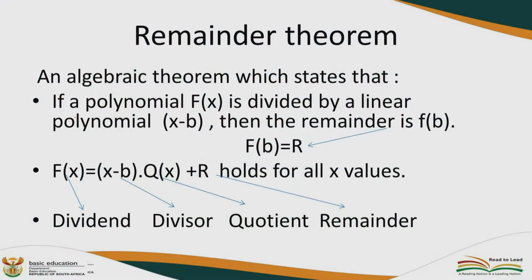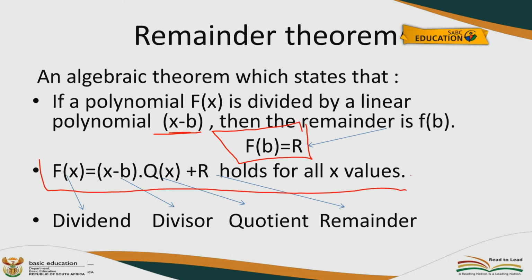Now, the remainder theorem. We say a remainder theorem is an algebraic theorem which states that if we have a polynomial f at x divided by a linear polynomial x minus b, then the remainder of this will be f at b. So in short, this can be abbreviated to f at b is equal to r, for our remainder. So this dividing rule here holds for all the x values under this remainder theorem.